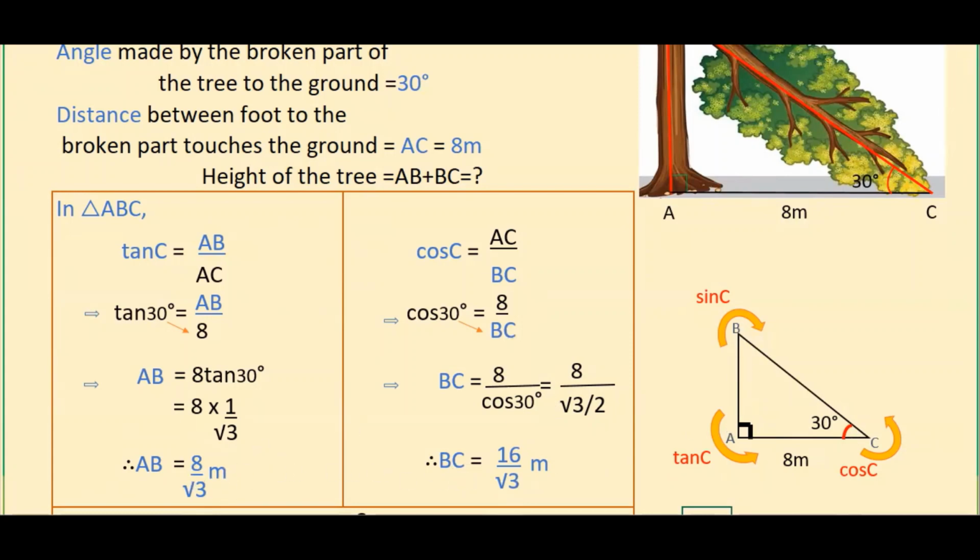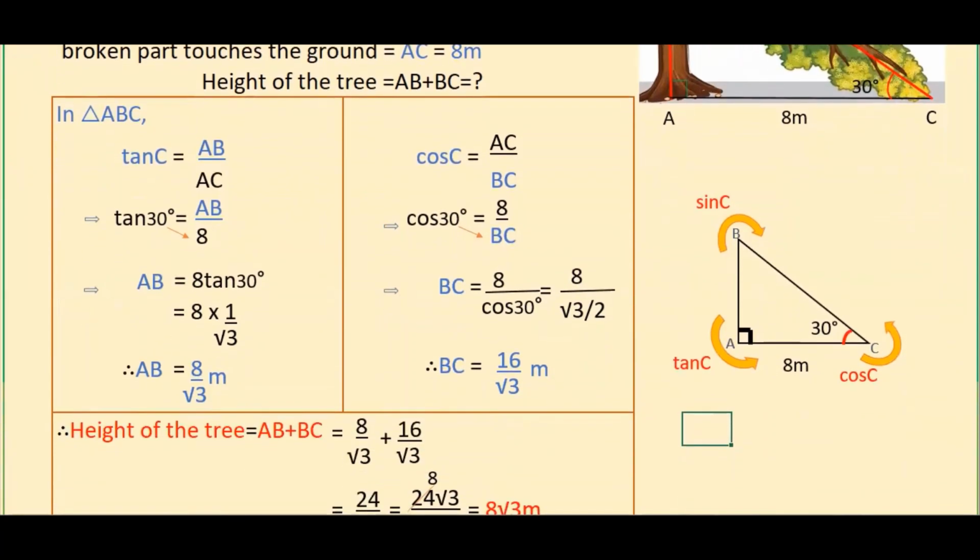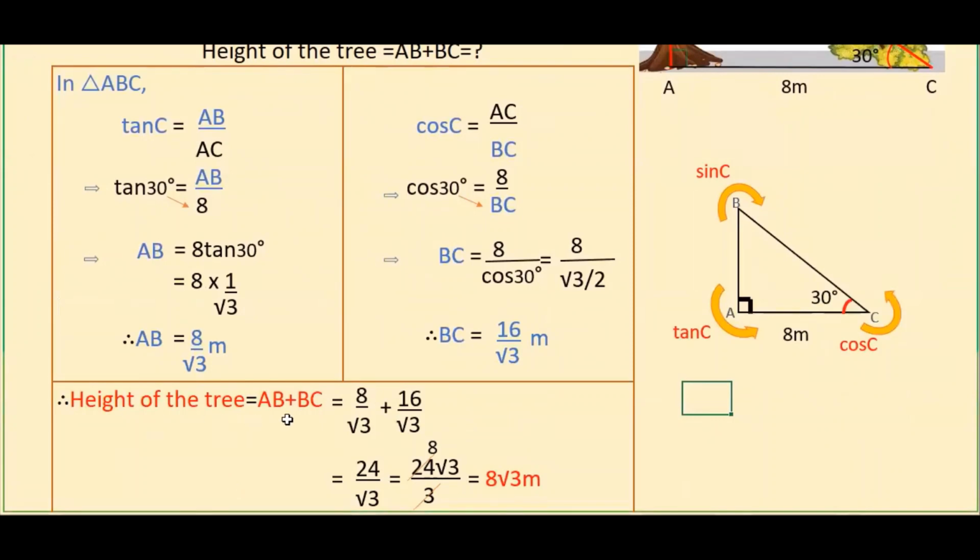If you add these two values, you will get the height of the tree. So height of the tree is equal to AB plus BC, that is equal to 8 by root 3 plus 16 by root 3, that is equal to 24 by root 3. If you rationalize the denominator here, that is equal to 24 into root 3 by root 3 into root 3, that is 3. So 3 ones are 3, 8s are 24, that is equal to 8 root 3 meters. So height of the tree is equal to 8 root 3 meters.